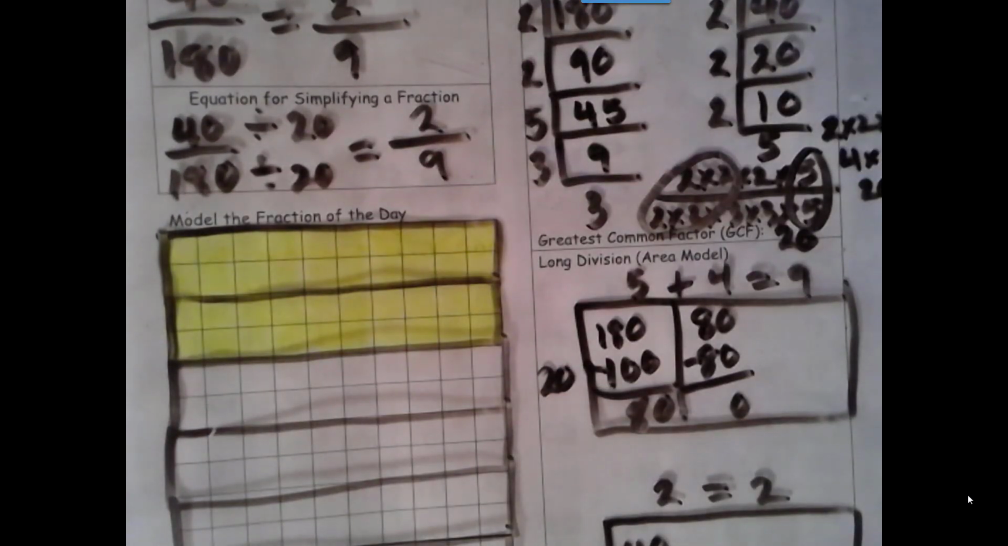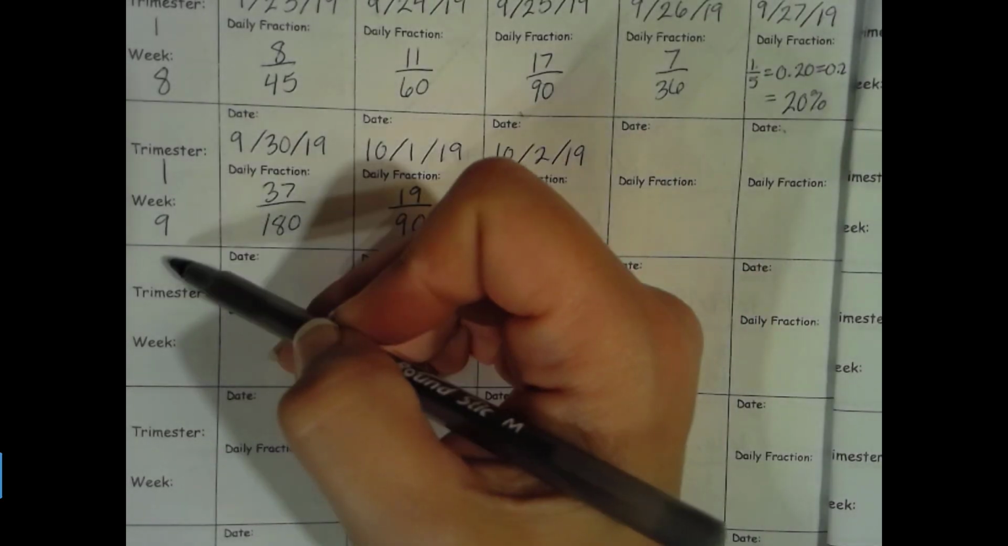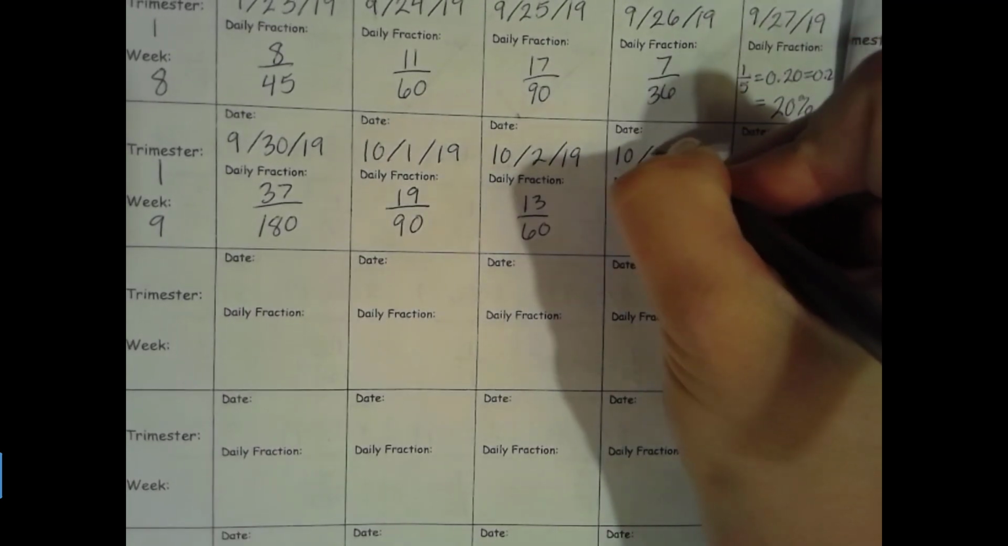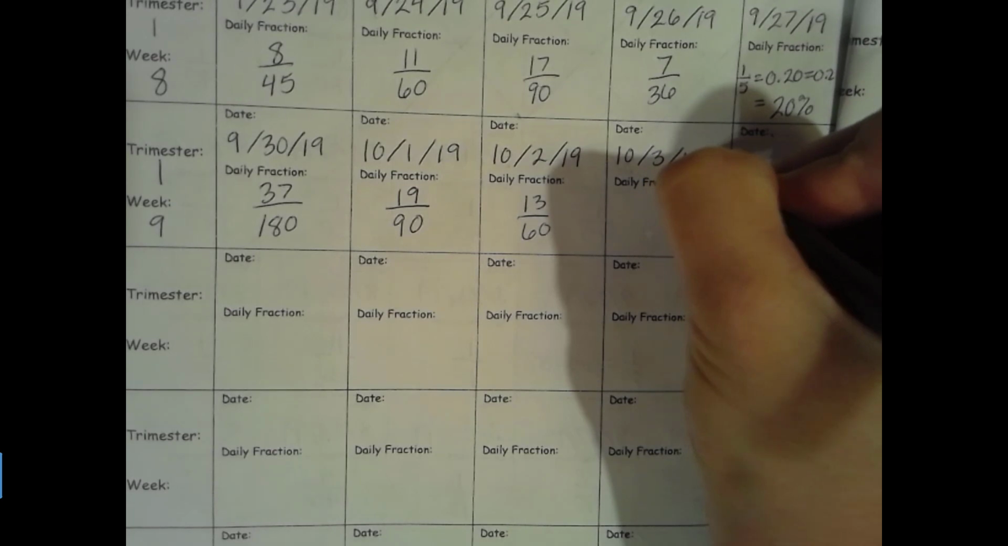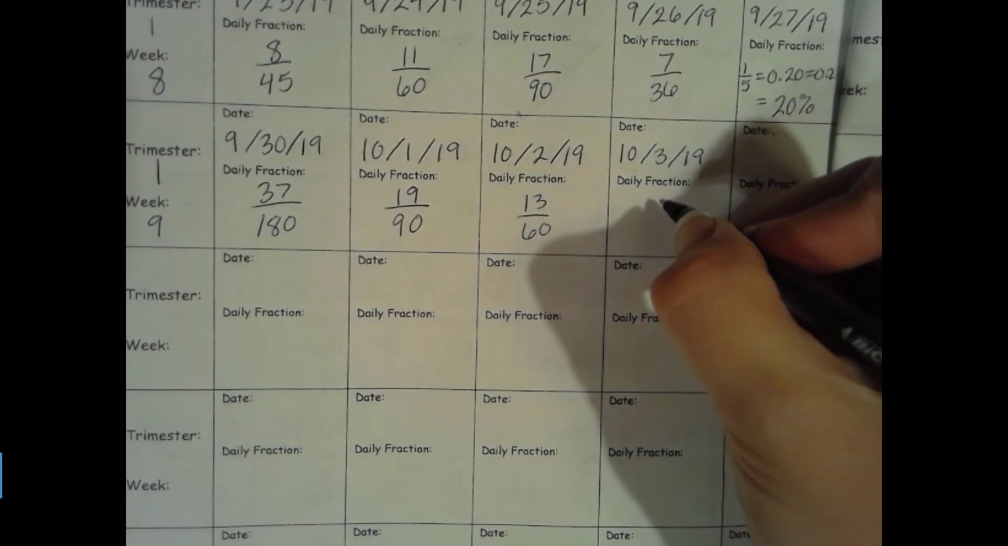All right, let's go ahead and fill in our data collection page. Okay, trimester 1, week 9. Today's date is 10/3/19, and our fraction for today is 2/9.